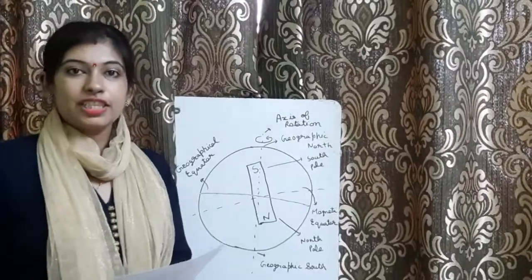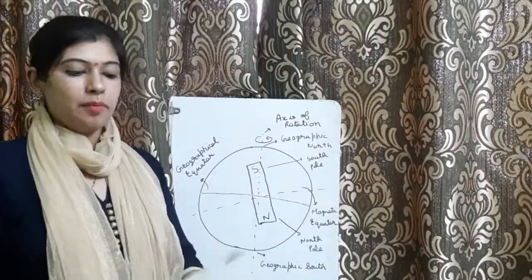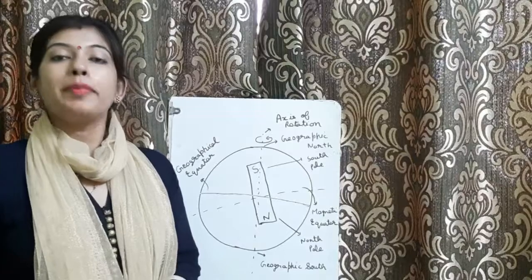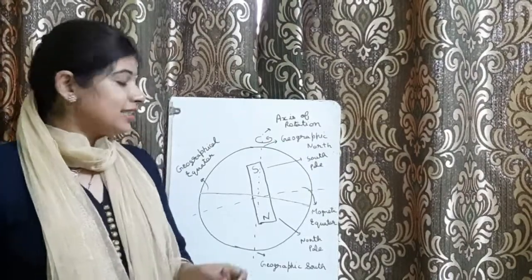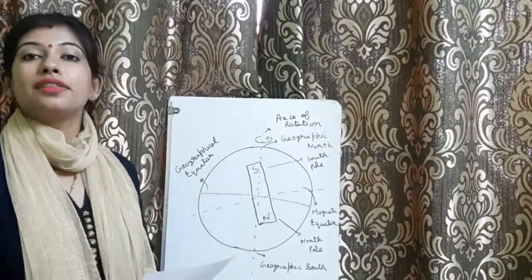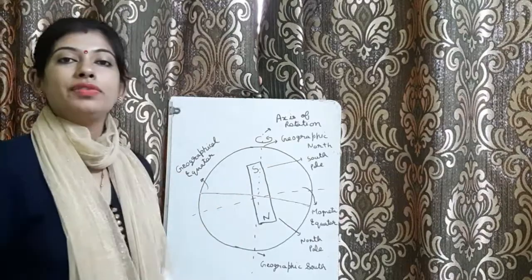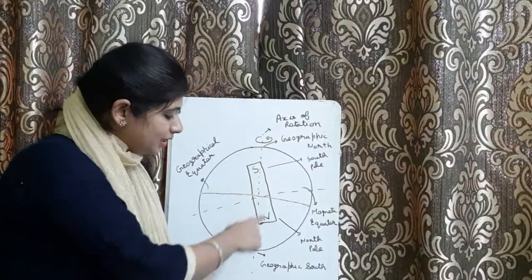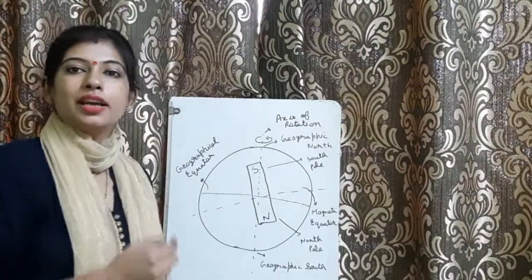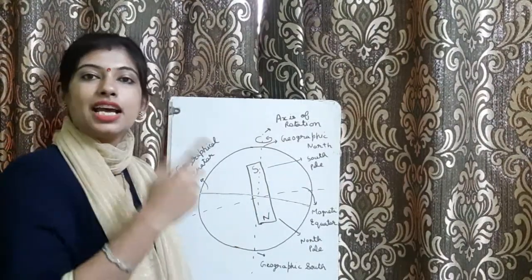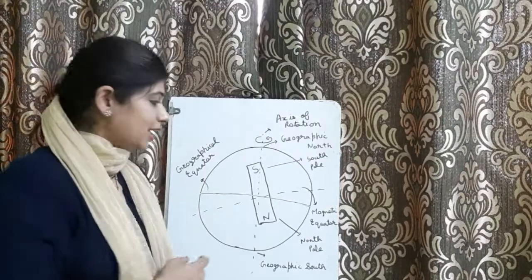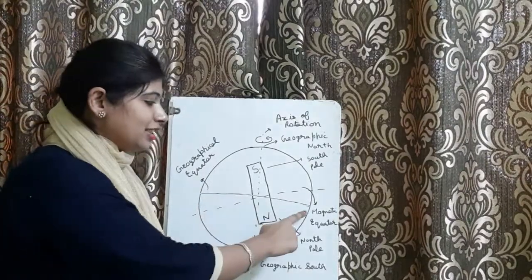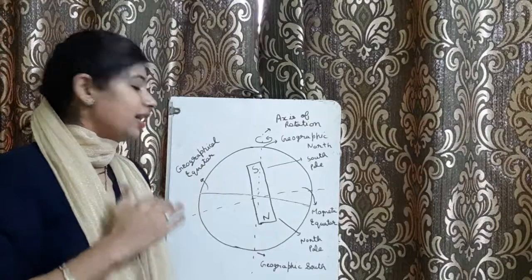Good morning students. Today we are going to study the behavior of a magnetic needle on Earth's surface. Now this is the rough view of the Earth's surface. This is our Earth. This is the axis of rotation of Earth, which means this is the axis around which the Earth rotates. This line is the geographical equator.